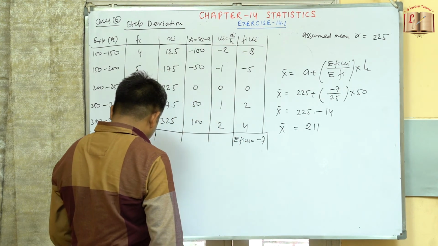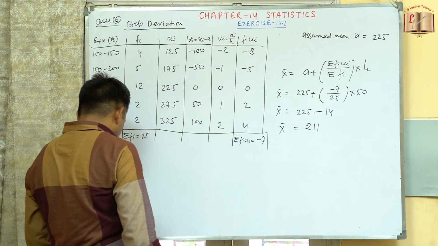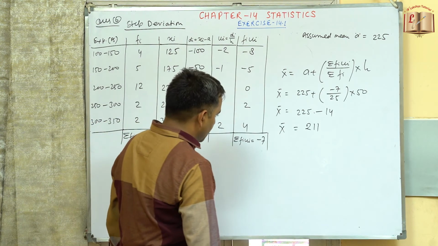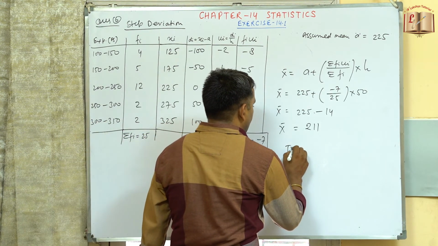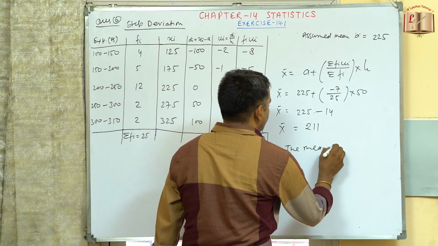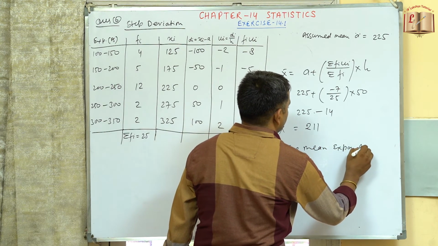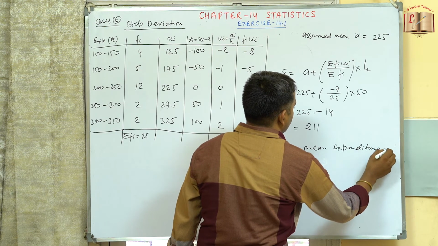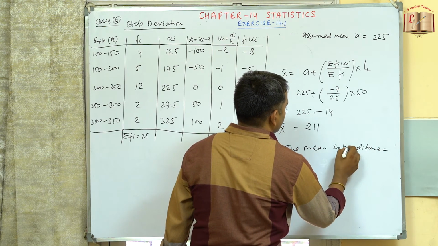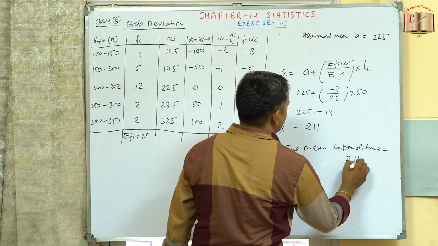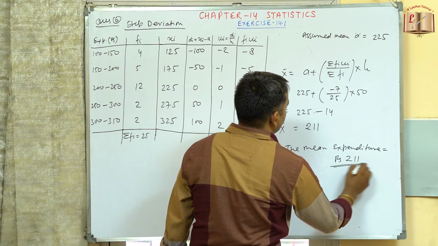So this is the quantity for this mean value. So daily mean expenditure is, so we can write the mean expenditure. So the mean expenditure is equal to rupees 211.